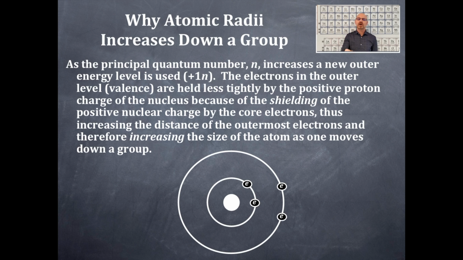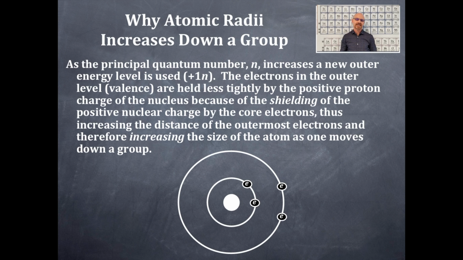As the principal quantum number n increases, the outer energy level is used. That is, you're going from n equals 1 to n equals 2 to n equals 3 to n equals 4, etc. The electrons in the outer energy level, those are the valence electrons, are held less tightly by the positive proton charge of the nucleus. This is because of the shielding of the positive nuclear charge by the core electrons, thus increasing the distance of the outer electrons and therefore increasing the size of the atom as one moves down a group.